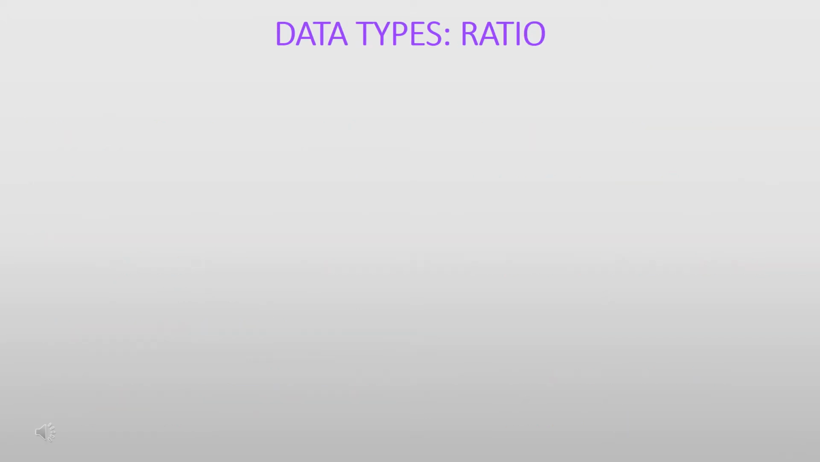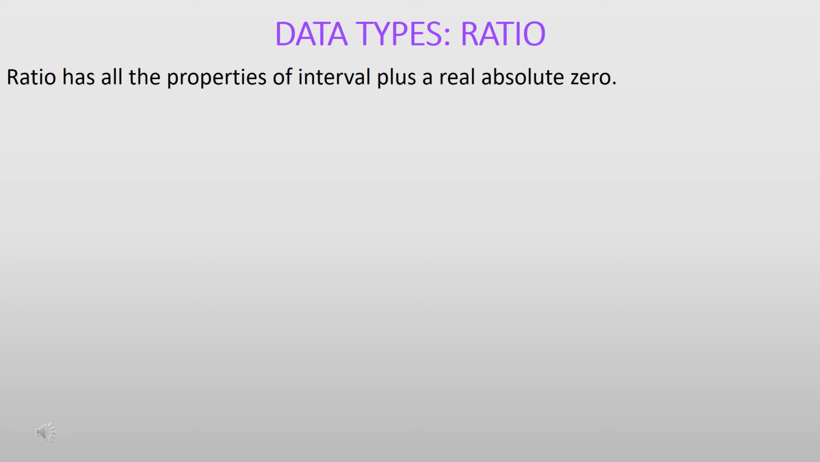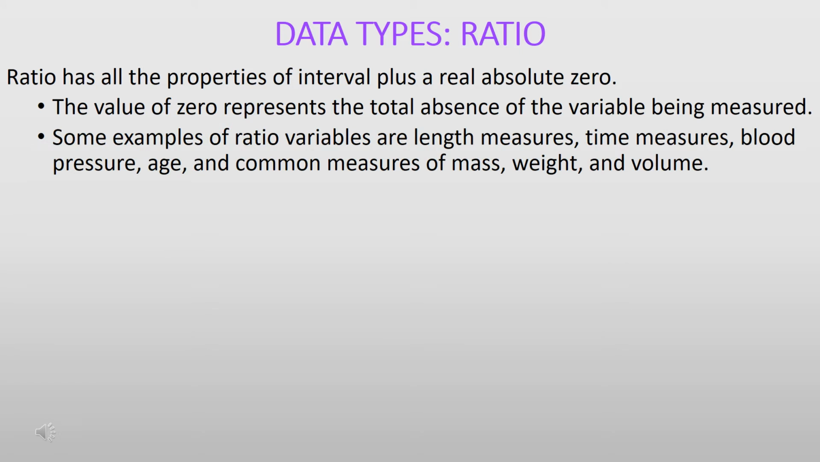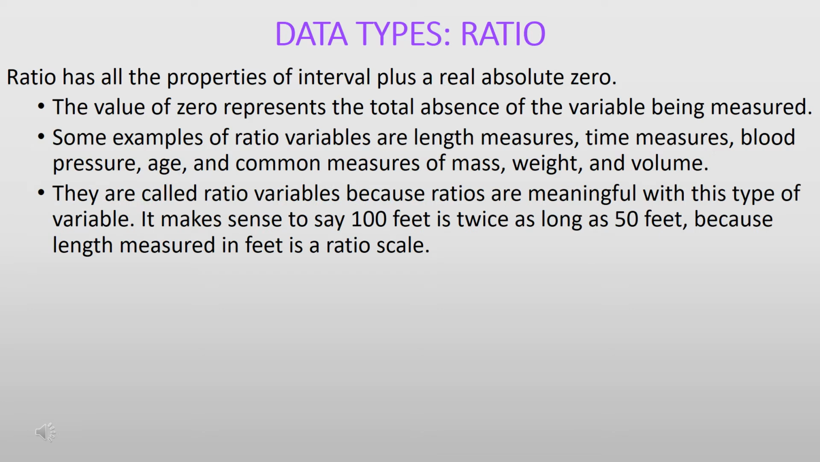The fourth data type is ratio. Ratio has all the properties of interval plus a real absolute zero. The value of 0 represents the total absence of the variable being measured. Some examples of ratio variables are length measures, time measures, blood pressure, age, and common measures of mass, weight, and volume. They are called ratio variables because ratios are meaningful with this type of variable. It makes sense to say 100 feet is twice as long as 50 feet because length measured in feet is a ratio variable.